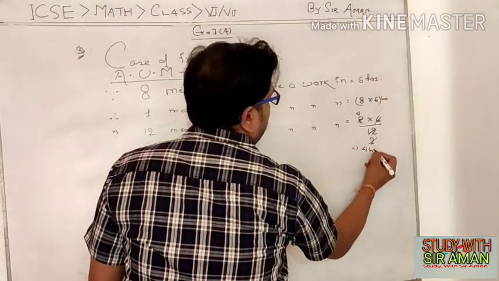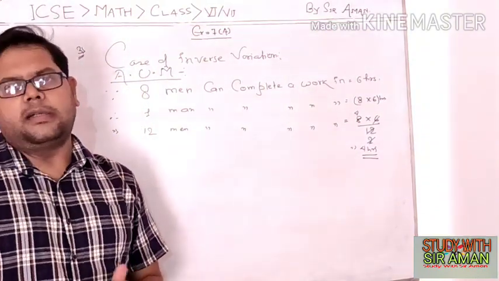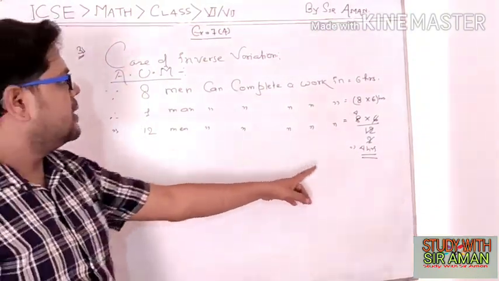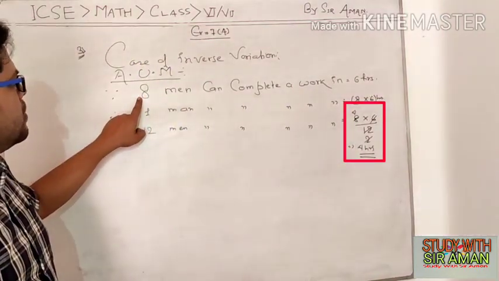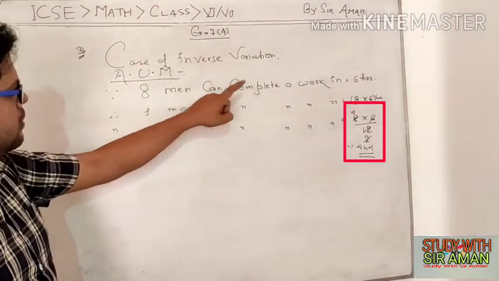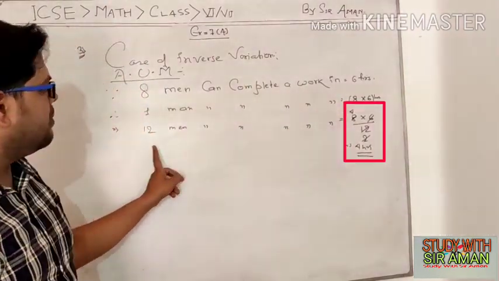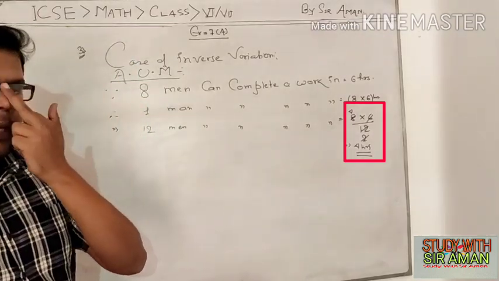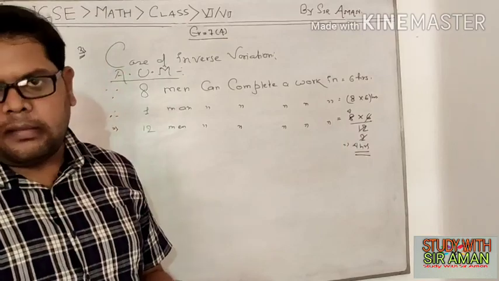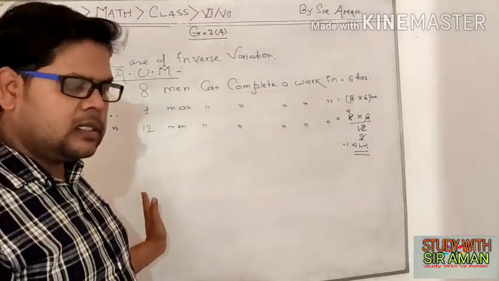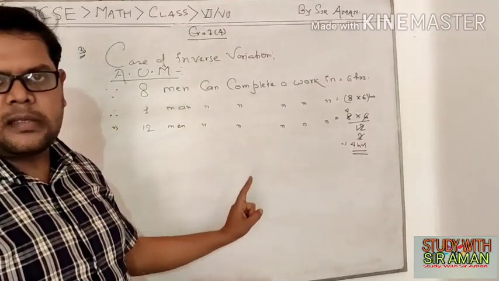How many hours will he take? He will take 4 hours. So 12 men will take how many hours? 4 hours. Check: 8 men, 6 hours. 1 man, 8 into 6. 12 men, 4 hours. More the number of men, less the number of hours. One side it is increasing, the other side it is decreasing. Therefore, it is inverse variation.